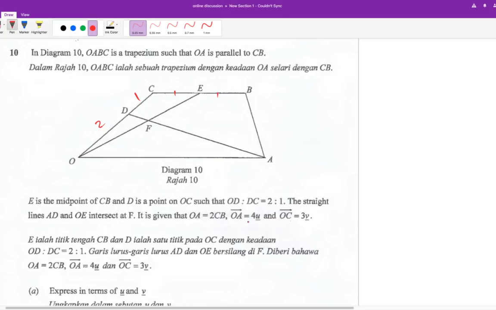So OA equals double of CB. OA equals 4U, so this is 4U here. I know CB will be 2U because it's double of it. So here should be 1U. C to E should be 1U only, and then E to B should be another U. But then the whole thing CB here is equal to 2U.